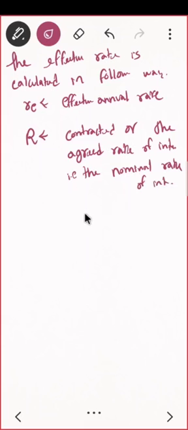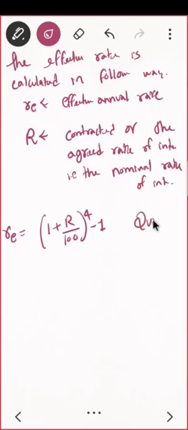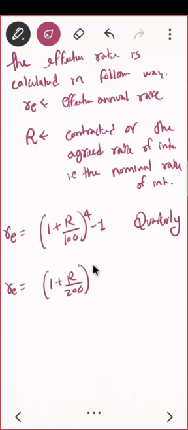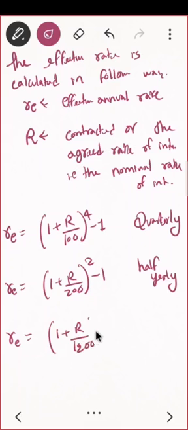Okay. So how will this be calculated? RE will be equal to (1 plus R upon 100) raised to 4 minus 1 when interest is calculated quarterly, and RE is equal to (1 plus R upon 200) raised to 2 minus 1 when interest is calculated half yearly, and RE is equal to (1 plus R upon 1200) raised to 12 minus 1 if interest is calculated monthly.